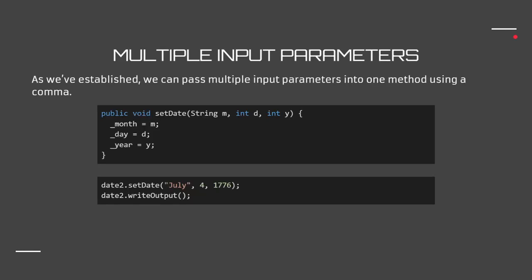Multiple input parameters. As we've established, we can pass multiple input parameters into one method using a comma. So let's go create a method that will let us set the whole entire date, instead of having to set each part of it individually.